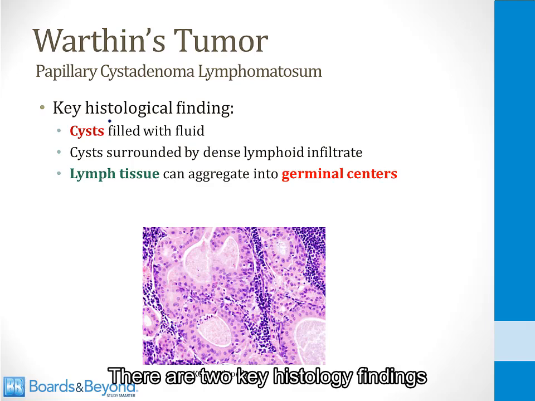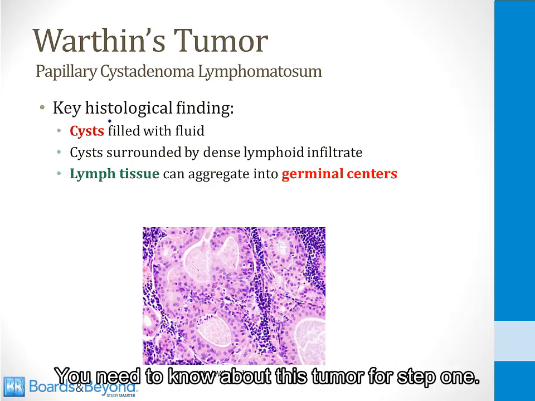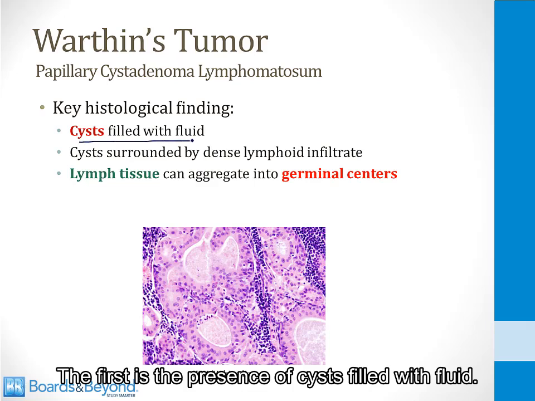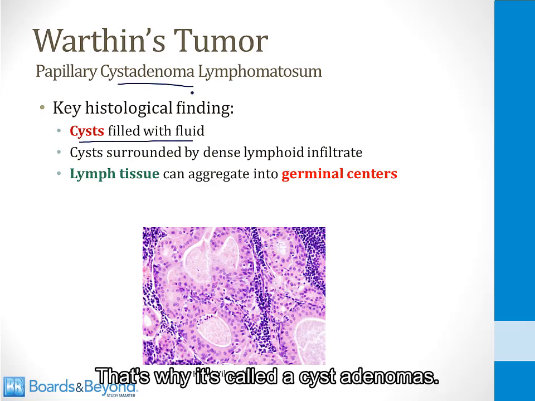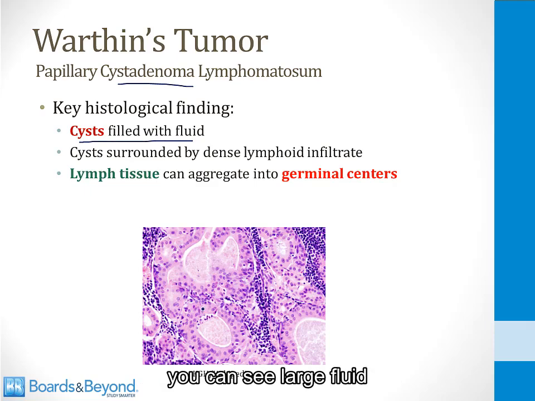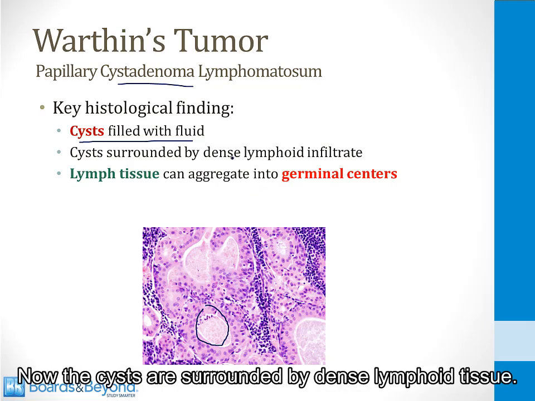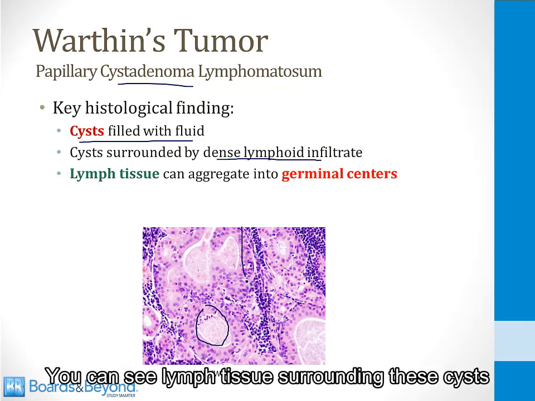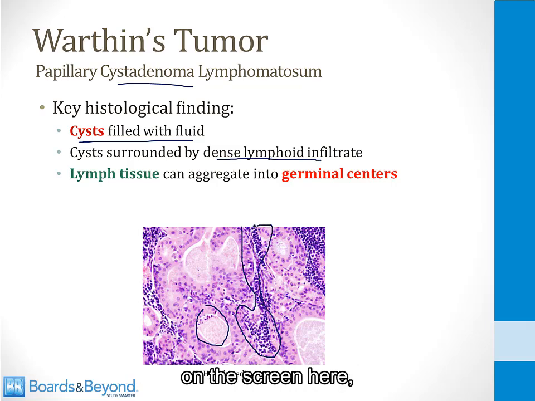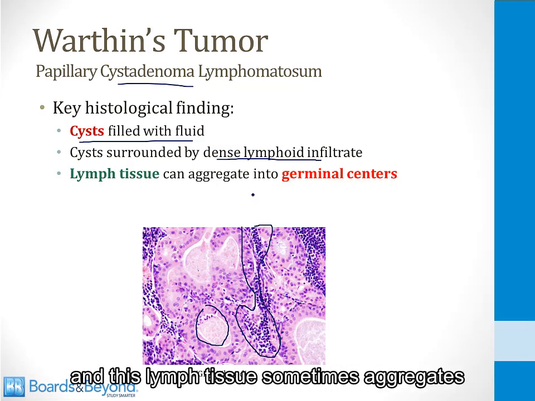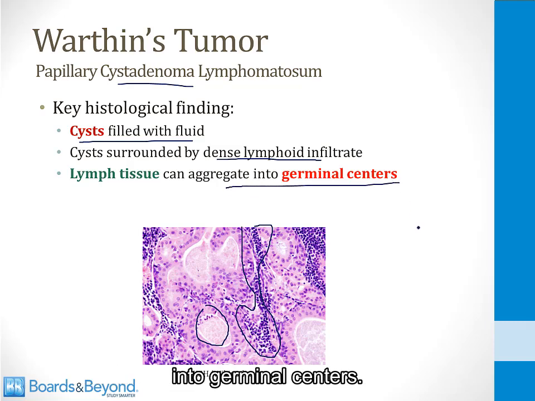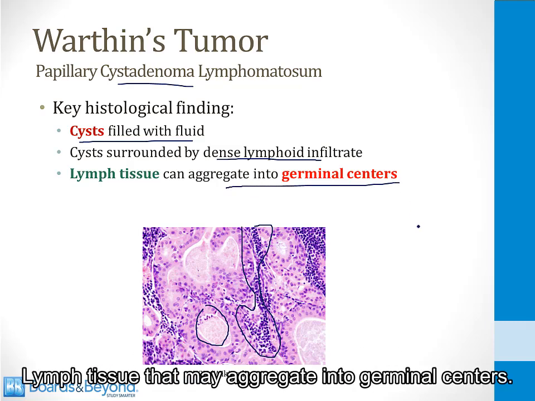There are 2 key histology findings you need to know about this tumor for step 1. The first is the presence of cysts filled with fluid. That's why it's called a cystadenoma. If you look on the screen here, you can see large fluid-filled cysts in this biopsy specimen. Now the cysts are surrounded by dense lymphoid tissue. You can see lymph tissue surrounding these cysts on the screen here. And this lymph tissue sometimes aggregates into germinal centers. And that's another key feature to know about these tumors, lymph tissue that may aggregate into germinal centers.